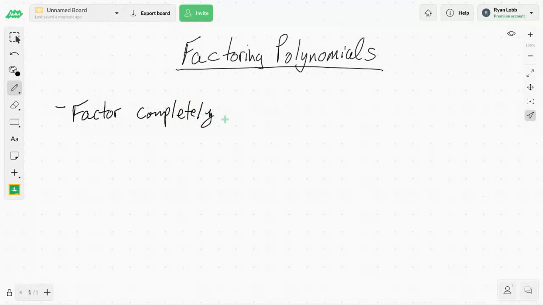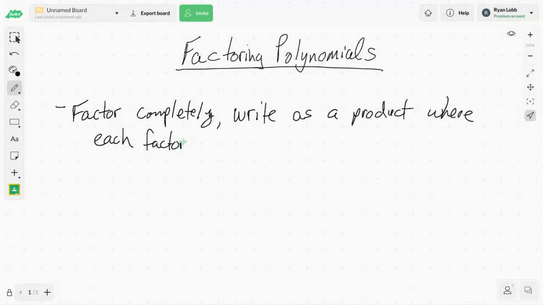So factor completely. What that's really going to mean is that we write as a product, where each factor can't be factored anymore, we'll just say, okay?